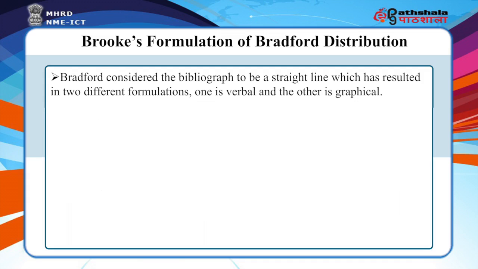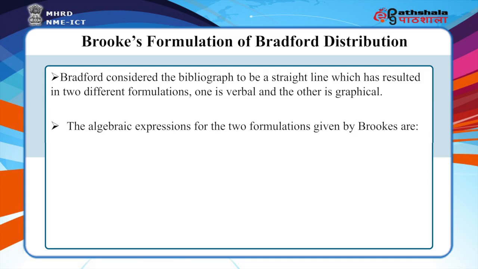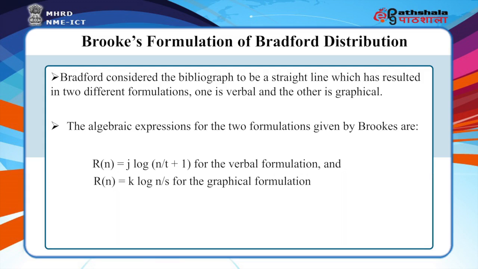Bradford considered the bibliograph to be a straight line, which has resulted in two different formulations. One is verbal and the other is graphical. The algebraic expressions for the two formulations given by Brooks are Rn = k log(n/t) plus 1 for the verbal formulation, and Rn = k log(n/s) for the graphical formulation.